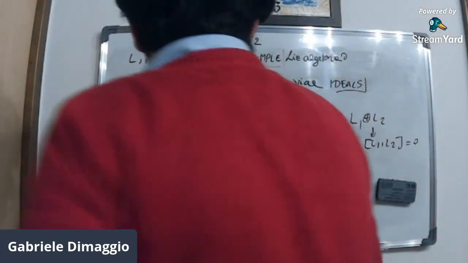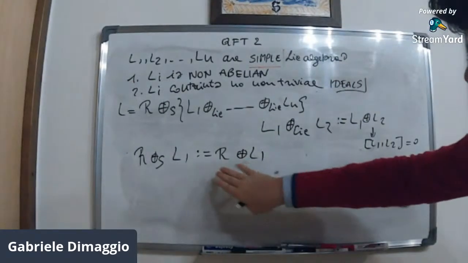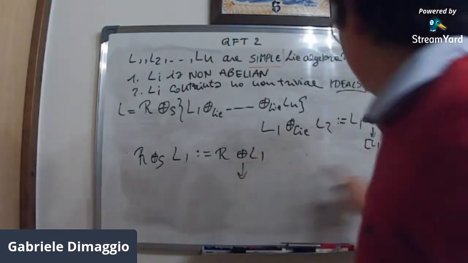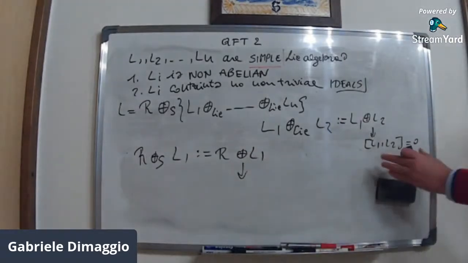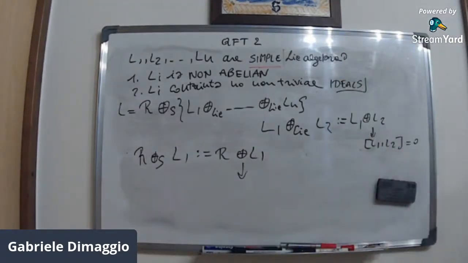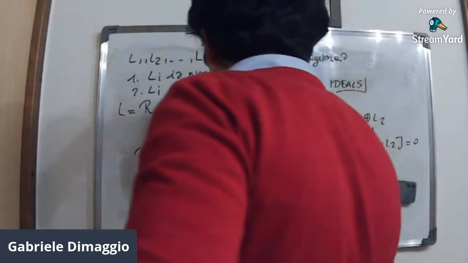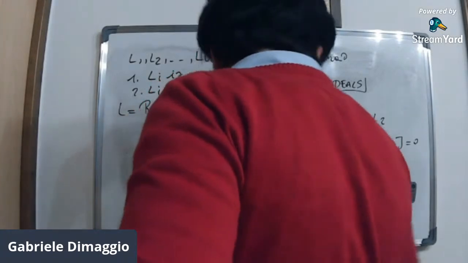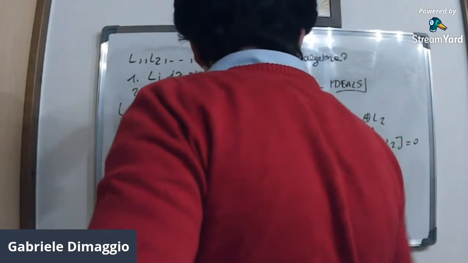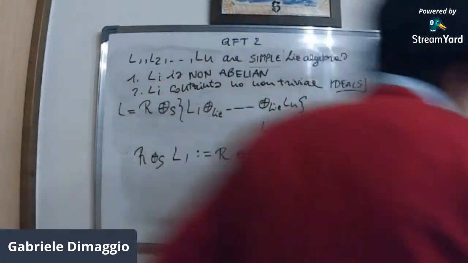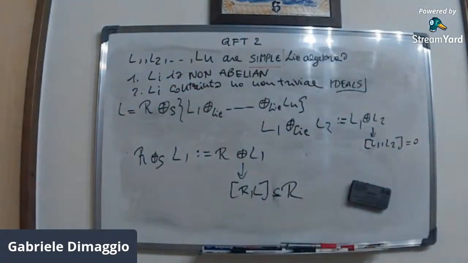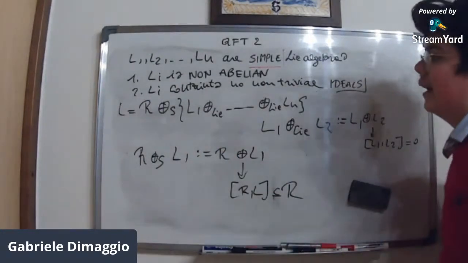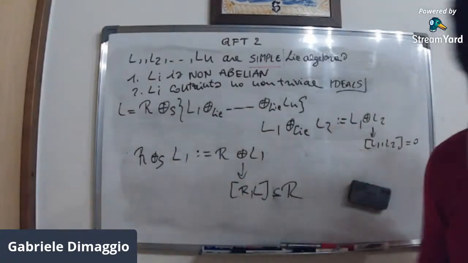So the direct sum, of course, between R and L1, but in this case, I have that the commutator between L1 and L2 is equal to 0. And in this other case, I have RL is a subset of R. Perfect. So this is the definition of this kind of direct sum.